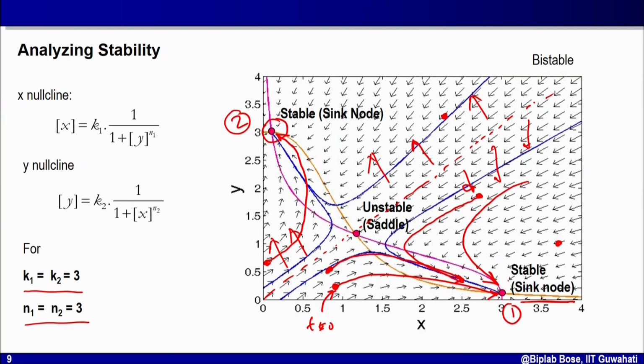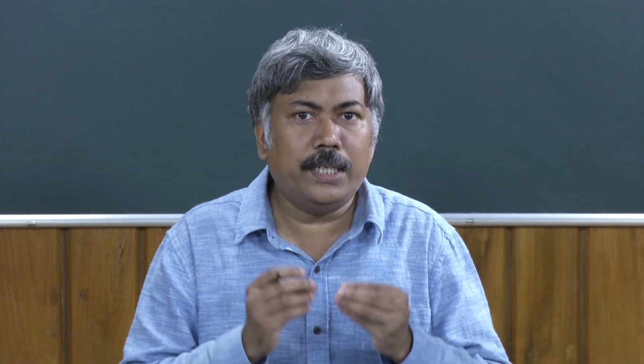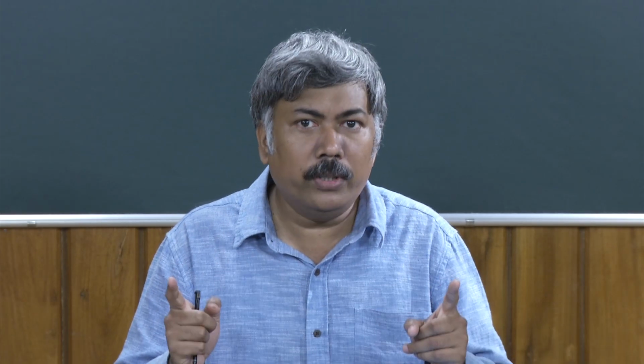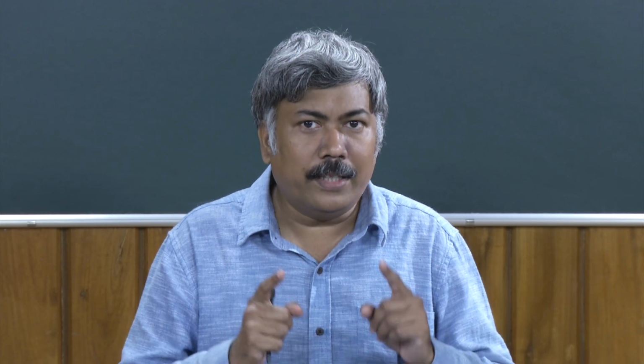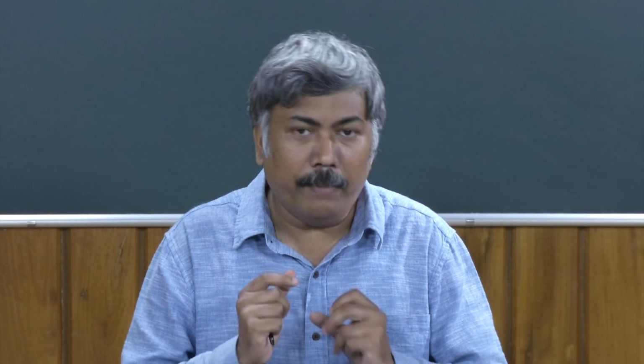One population will go to the stable steady state, sink node 1, the other population will go to the stable steady state 2. So I will get a bimodal distribution. That means this simple genetic circuit made up of x and y, which are repressing each other, can give rise to bimodal expression of x and y starting from a unimodal system, given that the values of k1, k2 and n1, n2 are matching properly.